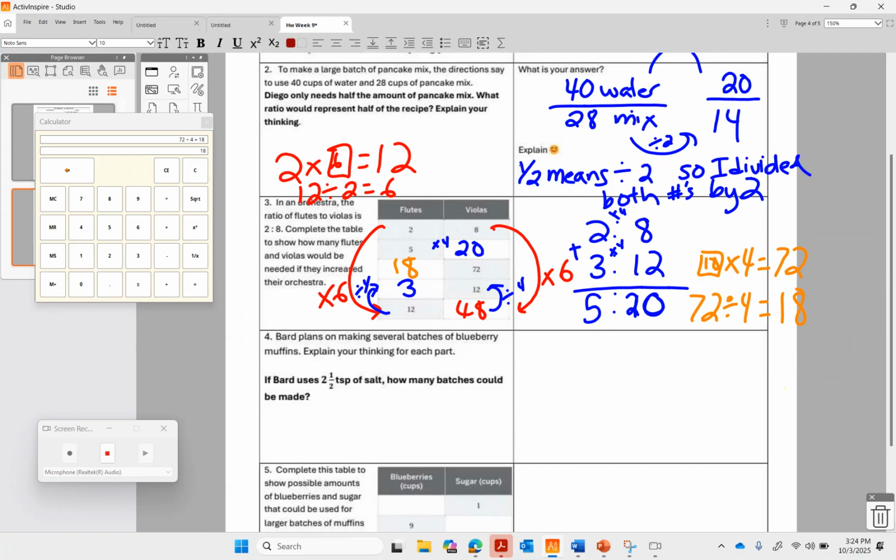Number 4, Bard plans on making several batches of blueberry muffins. Explain your thinking for each part. If Bard uses, I don't have, that's a typo. Bard plans on making several batches of blueberry muffins. Explain your thinking for each part. I do not have the recipe there, so I can't tell you that one.